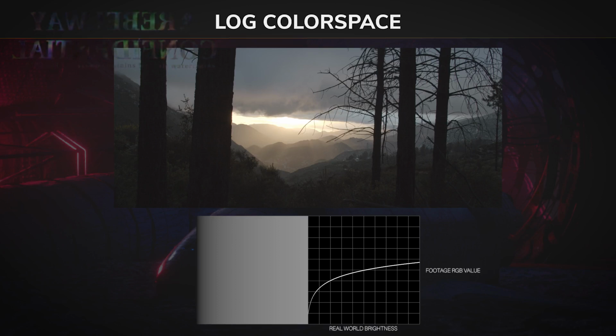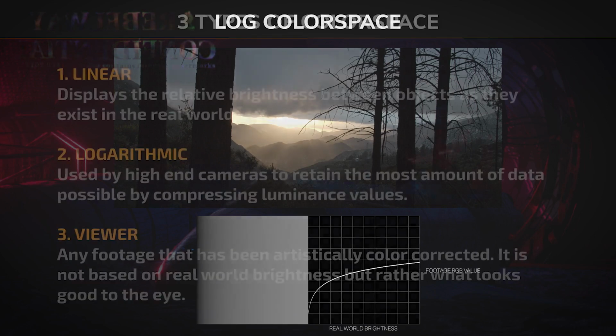Although you can retain large amounts of data while recording to log, thanks to high bit depths in cameras, you are still limited to a range between 0 and 1. Anything beyond these values will get clipped. And that's why the curve is so flat at the top, to retain the brightest brights possible.